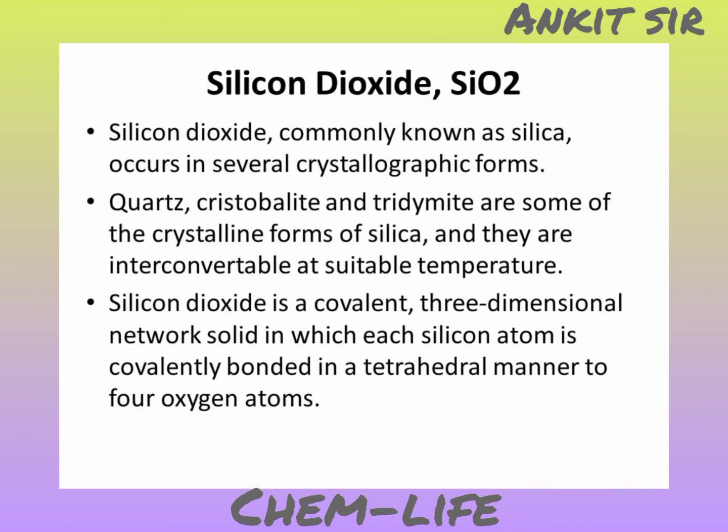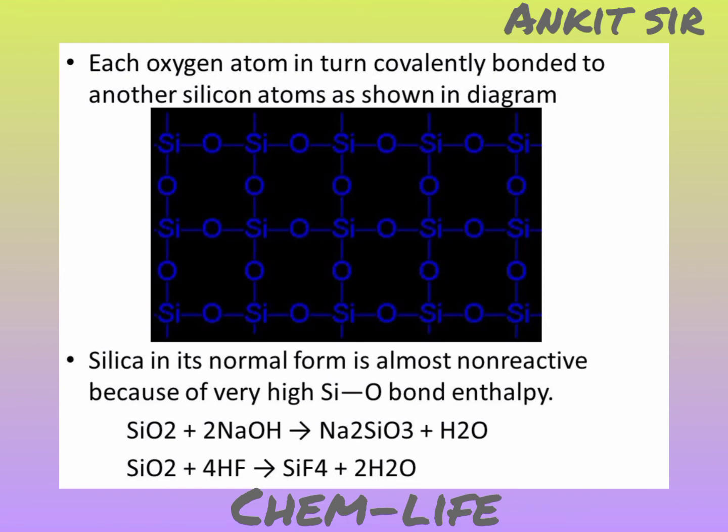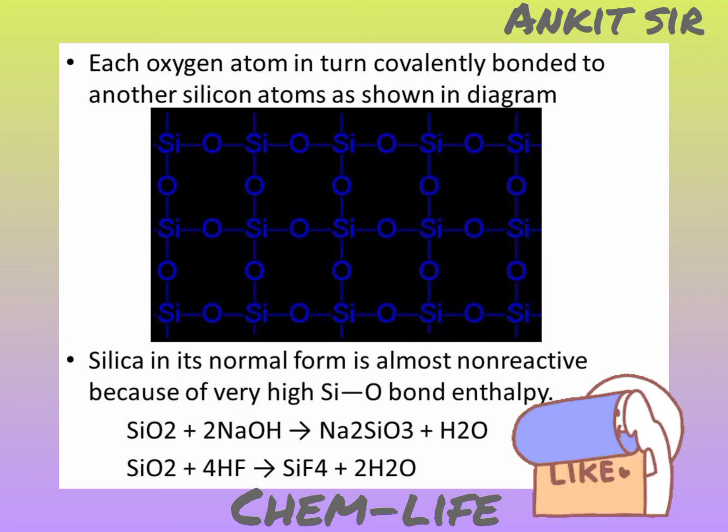Silicon dioxide, SiO2. Silicon dioxide, commonly known as silica, generally occurs in several crystallographic forms: quartz, cristobalite, tridymite, and some other crystalline forms of silica, and they are interconvertible at suitable temperature. Silicon dioxide is a covalent three-dimensional network solid in which each silicon atom is covalently bonded in a tetrahedral manner to four oxygen atoms. Here you can see each oxygen atom is in turn covalently bonded to another silicon atom as shown in the diagram.